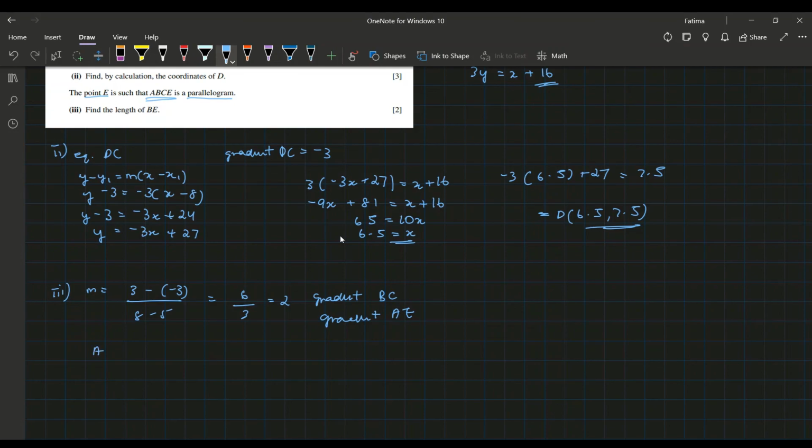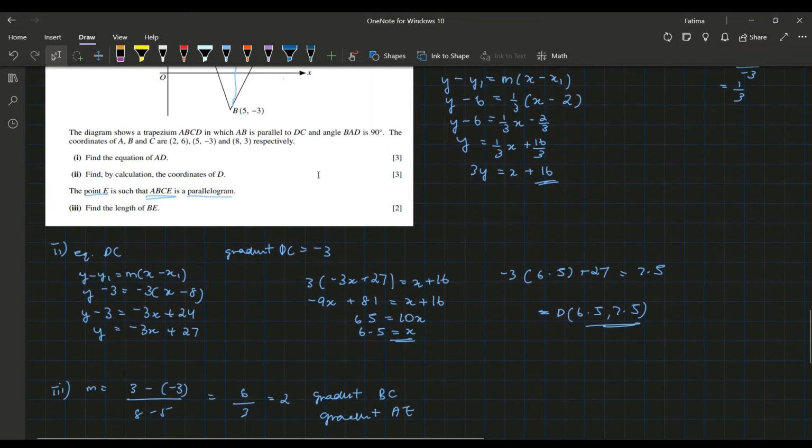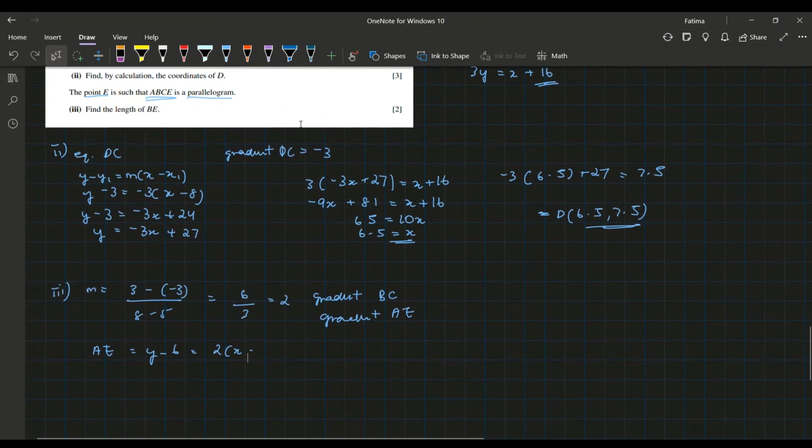Now to find the equation of AE, that'll be y minus y1, where the coordinates of A are 2, 6. So y minus 6 is equal to m, which is 2, times x minus the x coordinate, which is 2. So that'll be y minus 6 is equal to 2x minus 4. Y is equal to 2x minus 4 plus 6, which is positive 2. So the equation for AE is y equals 2x plus 2.